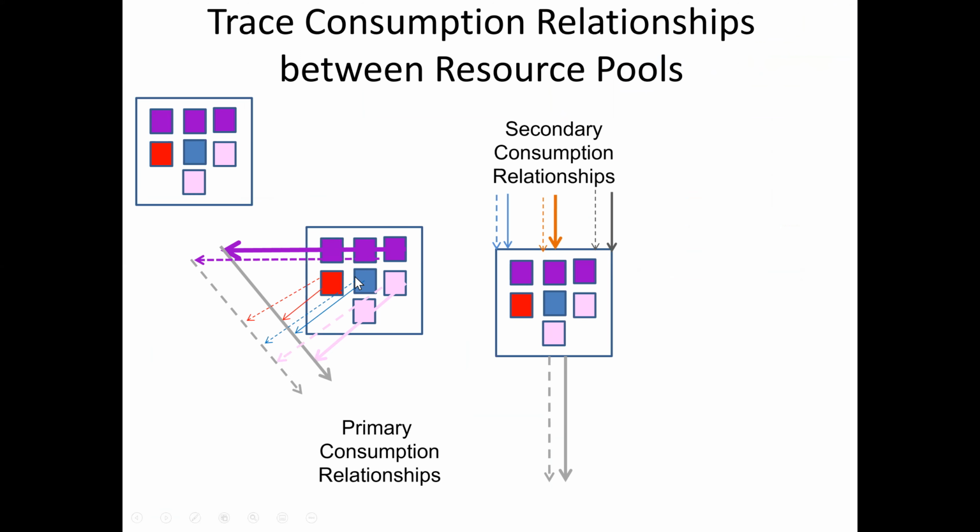So in addition to what we call the primary consumption relationships, there are secondary consumption relationships. Resource pools don't stand alone. They are often supported by other resource pools. So other amounts of fixed and proportional resources come in and support any given resource pool in its production effort or in producing its output.